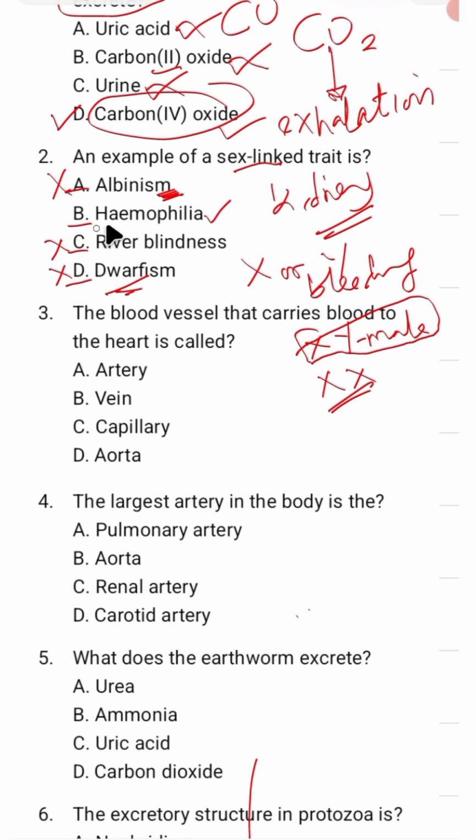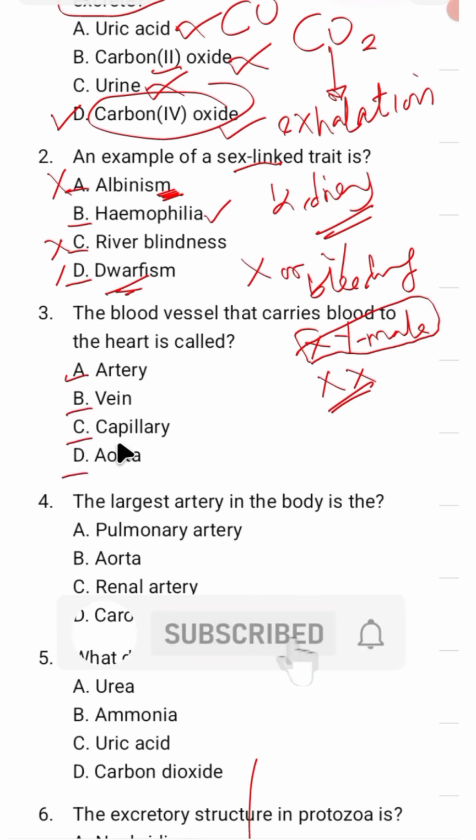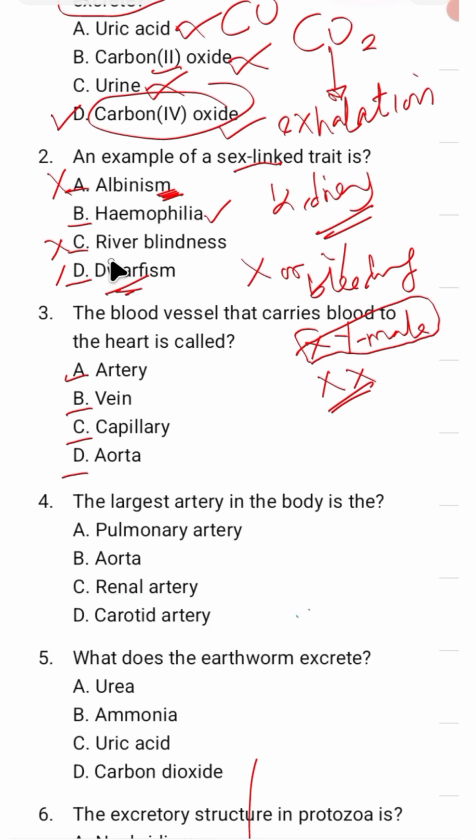So the answer there is option B. Option B is hemophilia. The blood vessel that carries blood to the heart is called, so you have artery, vein, capillary, and aorta. So blood vessels basically are classified based on the direction of flow of blood in them.